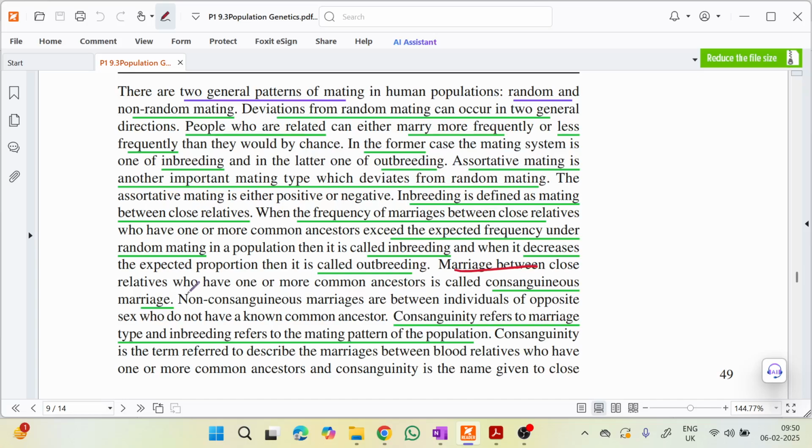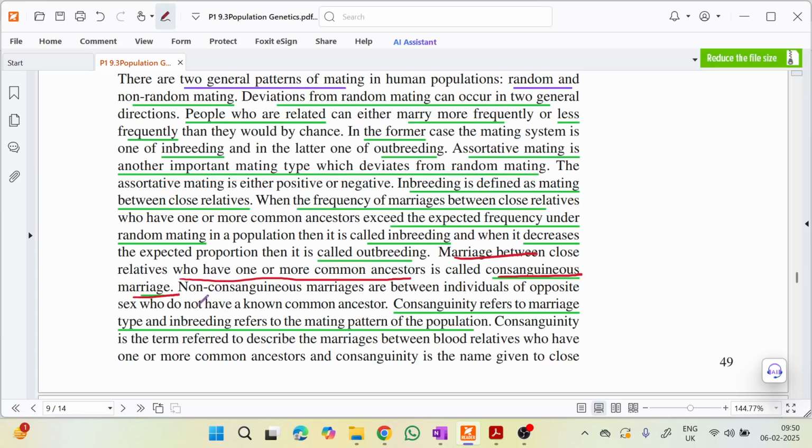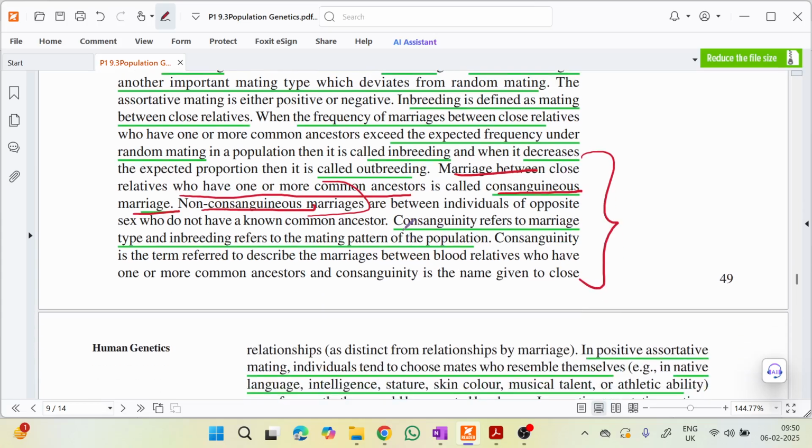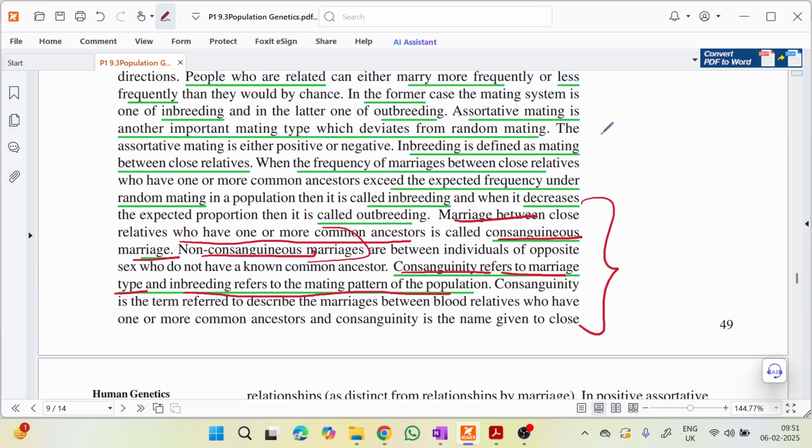Then, marriage between close relatives who have one or more common ancestors is consanguineous marriage, and otherwise non-consanguineous marriage. ये दोनों भी आपको समझा दिए. But yes, there is a difference that you must keep in mind. Consanguinity refers to marriage type, whereas inbreeding refers to mating pattern. So both are interchangeable, but sometimes it may happen that there has been marriage but no kids.